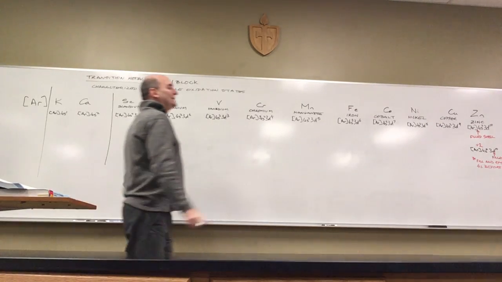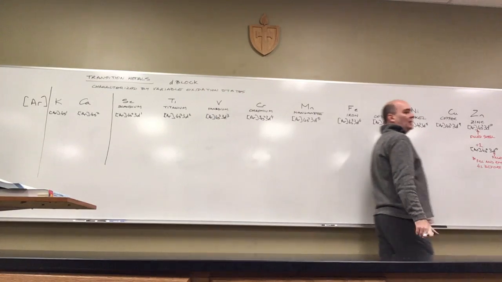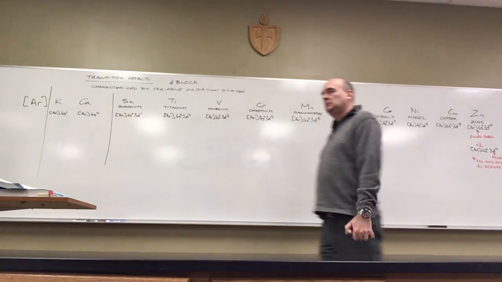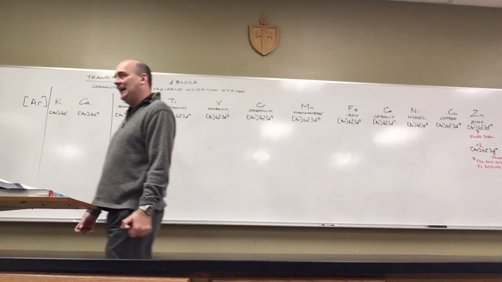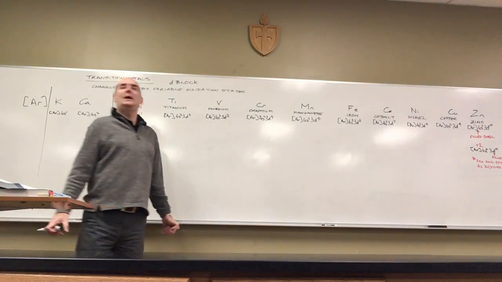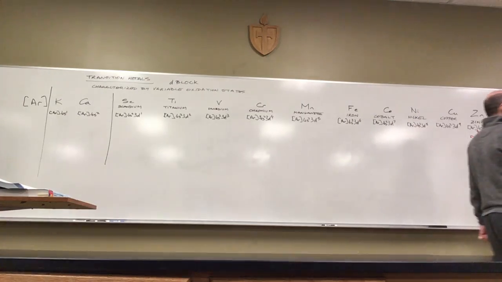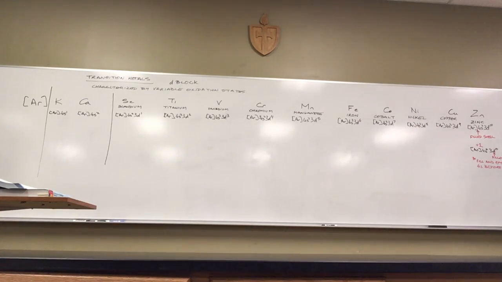This means that zinc is not a transition metal. It's in the d block, but it is not a transition metal. We're going to count it as if it is, because it's a d metal, but it has behavior that is much more like a regular main block atom. This is its only available oxidation state, zinc 2+.